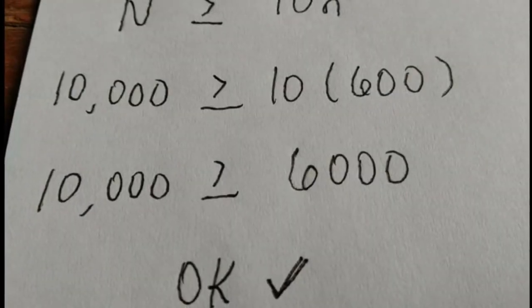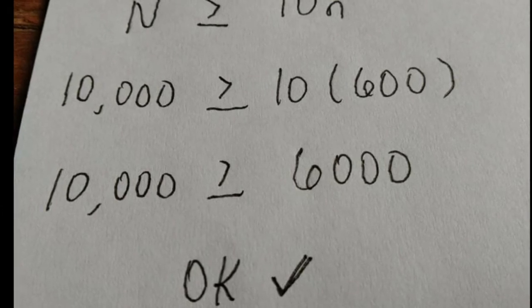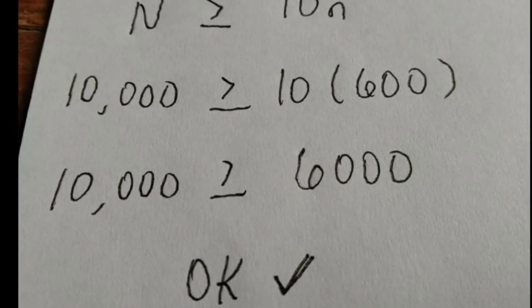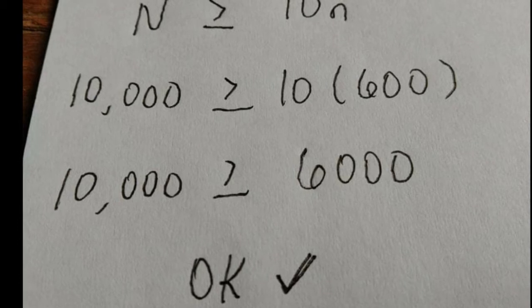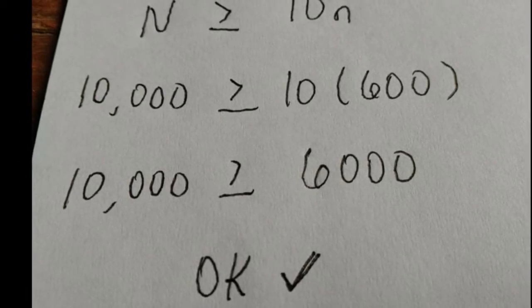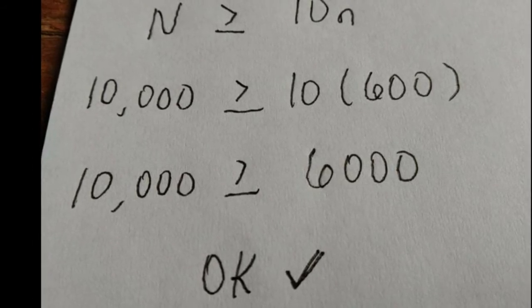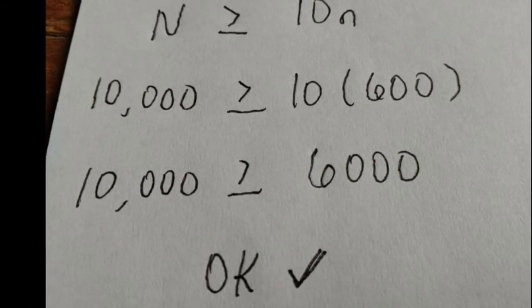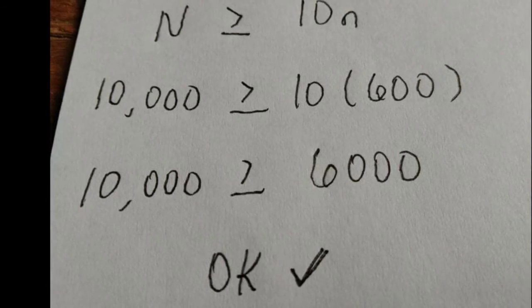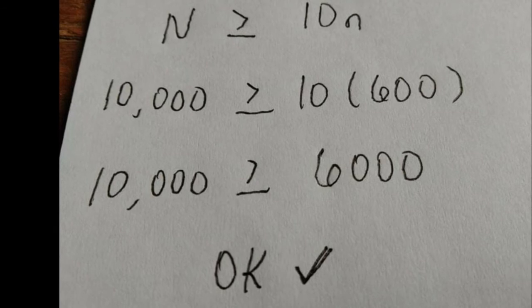So, the next step is independence. The formula for independence is capital N is greater than or equal to 10 times small letter n. So let's substitute 10 times small letter n, which is 600. So 10 times 600 is equal to 6,000. Then 10,000 is greater than 6,000, so we pass the independence.